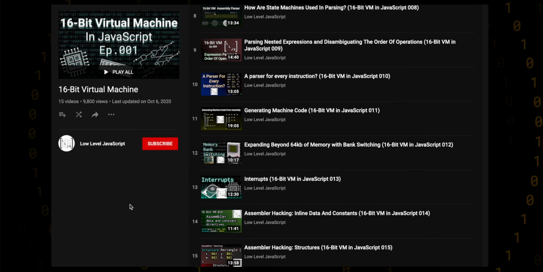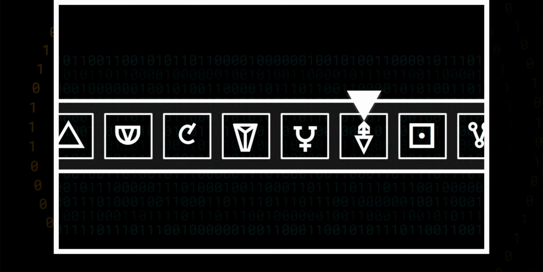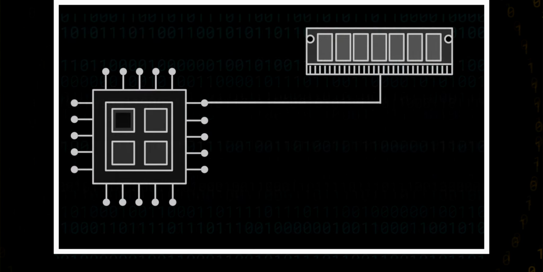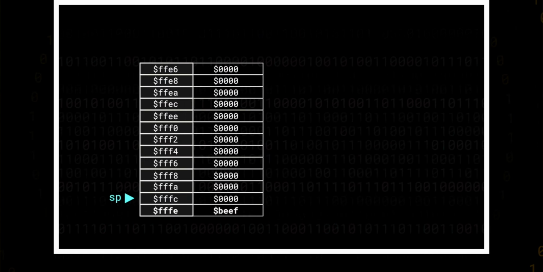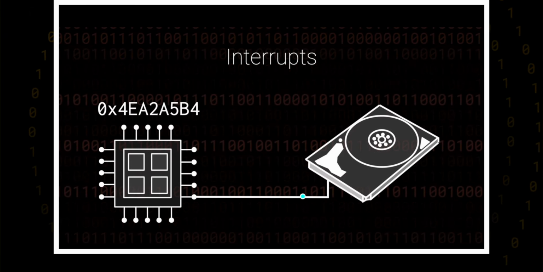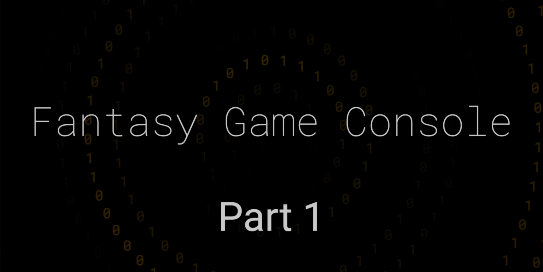You'll find a link to the full playlist of videos in the description. We've covered numerous sweeping topics such as the basis of computation, the design of an instruction set architecture, stacks, interrupts, memory mapping and banking, as well as creating a parser and an assembler for the VM's architecture. And now we're finally going to put everything we've built to use by creating a fantasy game console.